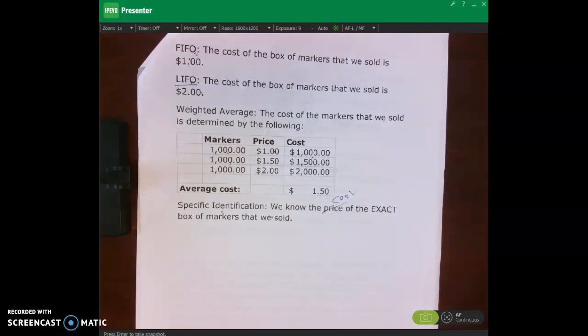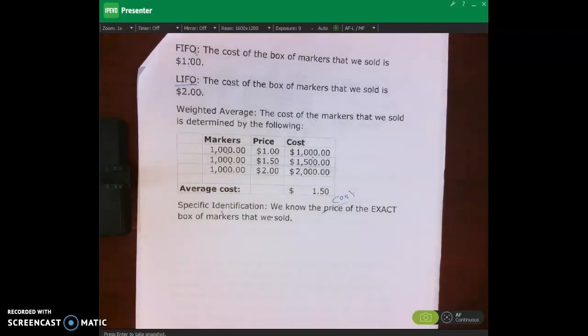But with specific identification, what we could do is somehow tag each box of markers that we buy and say, in that tag, we bought this one for $1, we bought this one for $1.50, we bought this one for $2. And when you go up to the cashier and it scans, it registers that the cost you bought it for was $1 or $1.50 or $2. And that's where I'm saying the technology isn't quite there yet at a reasonable cost. Barcodes don't provide you that level of detail. RFID tags do, but RFID tags are still expensive. And it would be cost prohibitive at that level of detail.